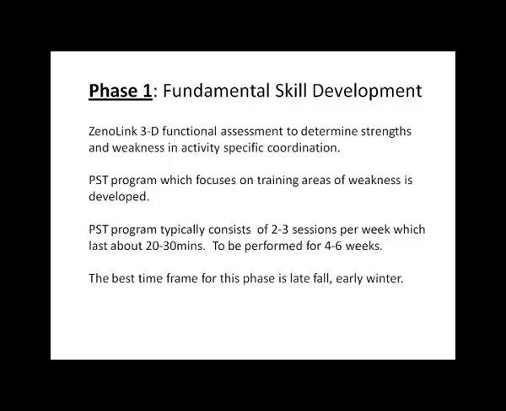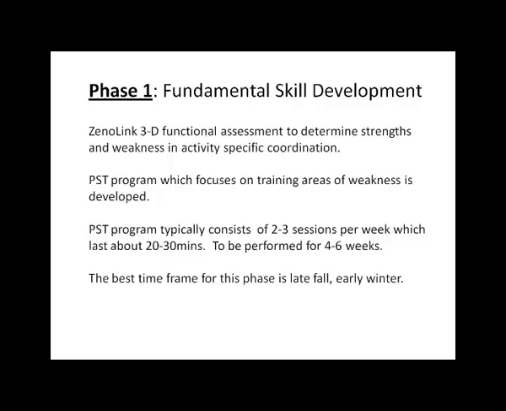We always start with a ZenoLink 3D functional assessment so that we can accurately determine strengths and weaknesses in the activity-specific coordination. So we don't want to just do a functional movement screening. We don't just want to see how fast they run the 40 or how their vertical jump is or whatever other testing you might do. If they're a baseball player and we're looking specifically at hitting, we want to assess functional coordination or activity-specific coordination during the actual swing, or pitch, or tennis serve, or golf swing, or volleyball serve, whatever it might be.